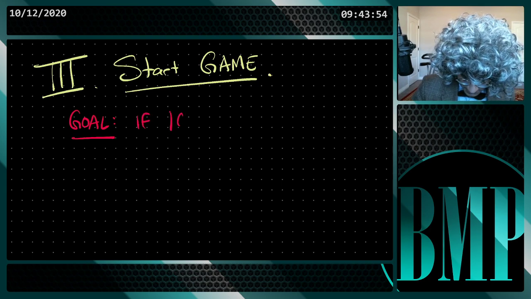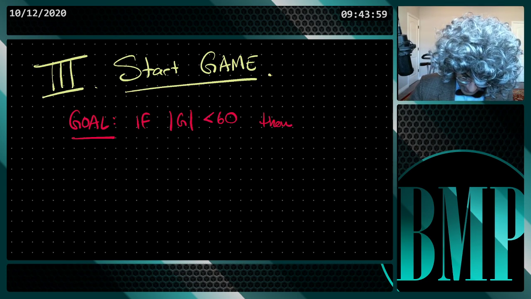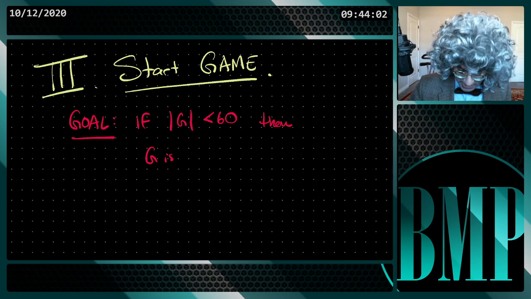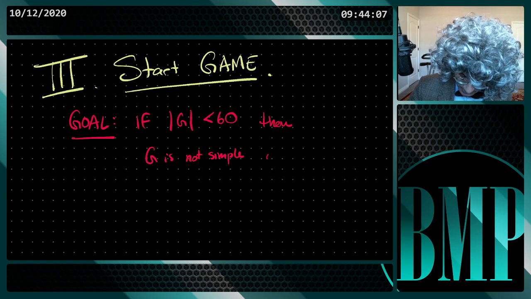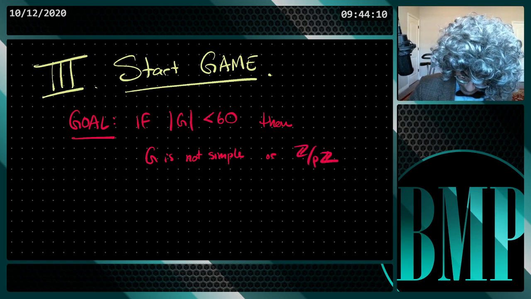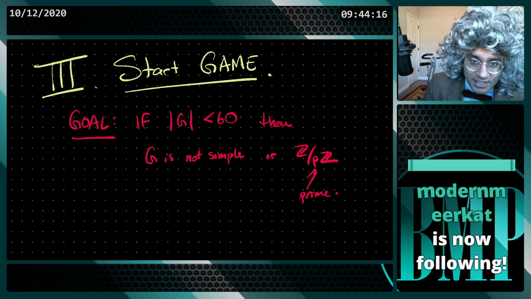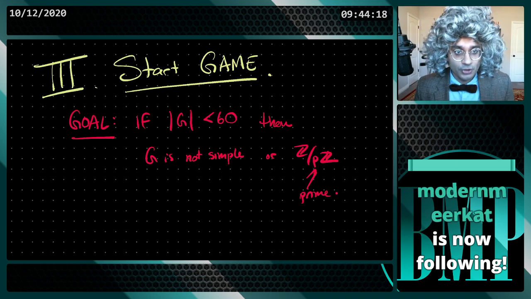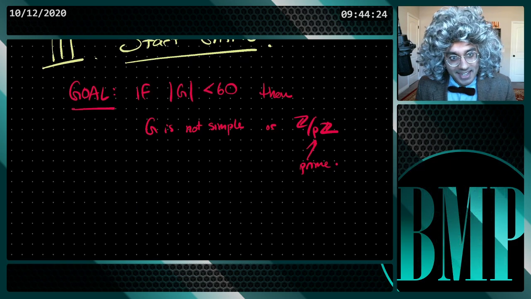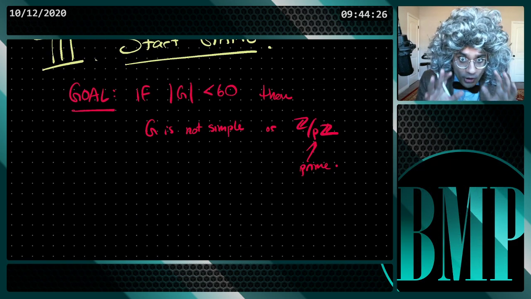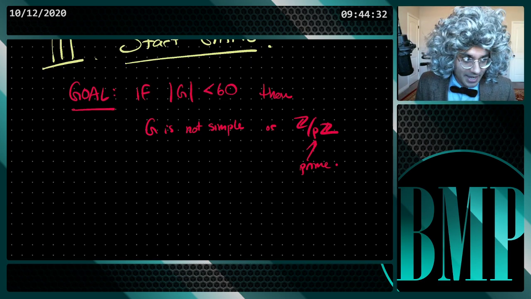if the size of G is less than 60, then G is either not simple, or it's Z mod pZ, or prime. All right? You're never gonna find an interesting simple group under 60. Okay. So let's do this. The game is, always try to find a normal subgroup, somehow get to a normal subgroup. That's the name of the game.